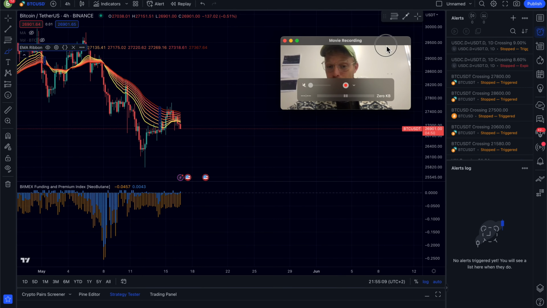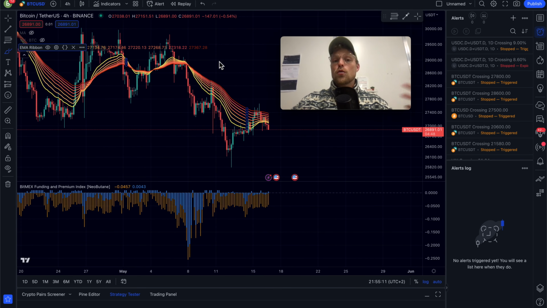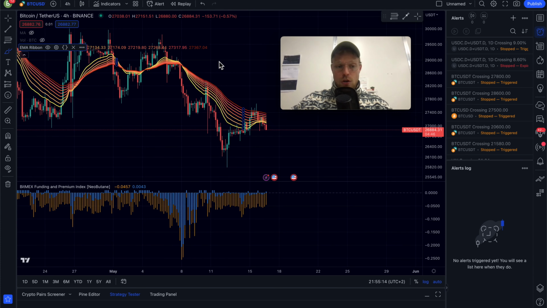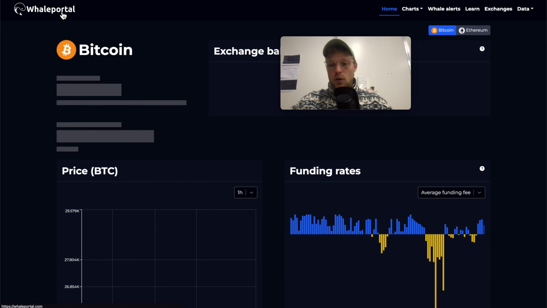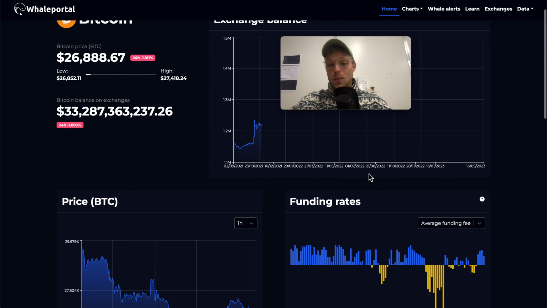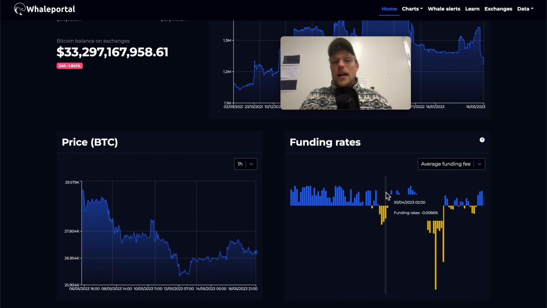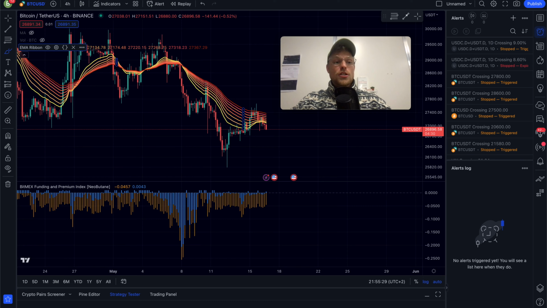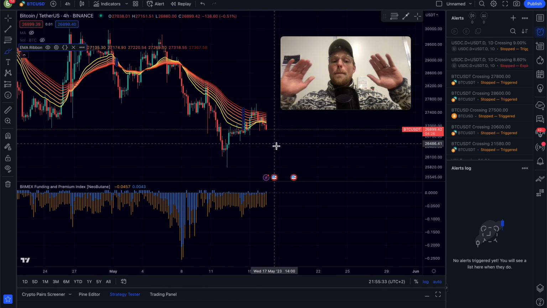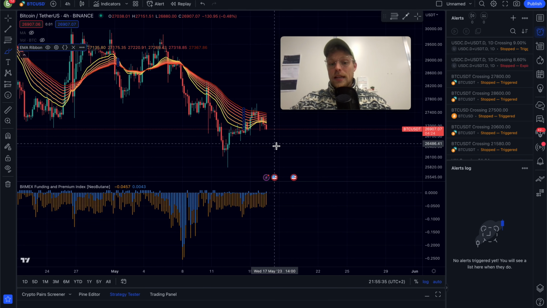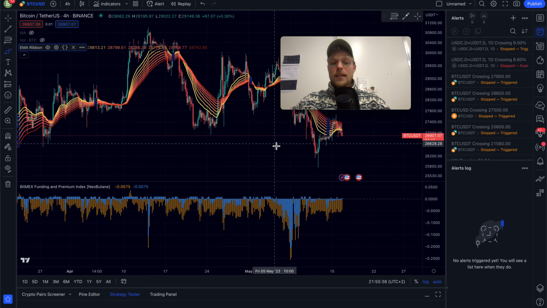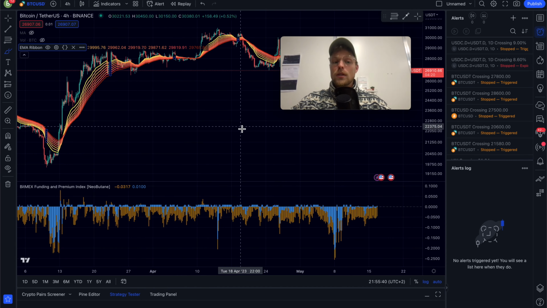Once you get a notification that we actually crossed that level, you can just go to the chart, and then you go to whaleportal.com, and you either go to the funding rates chart or you just go to the homepage, because there you can see it too. You just check whether the funding rates are negative, yes or no. When they are negative, you can go long, and you just set a new alert for whenever we are getting that 4-hour close below that EMA ribbon. And if you want, of course, you can always set a stop loss below that EMA ribbon.